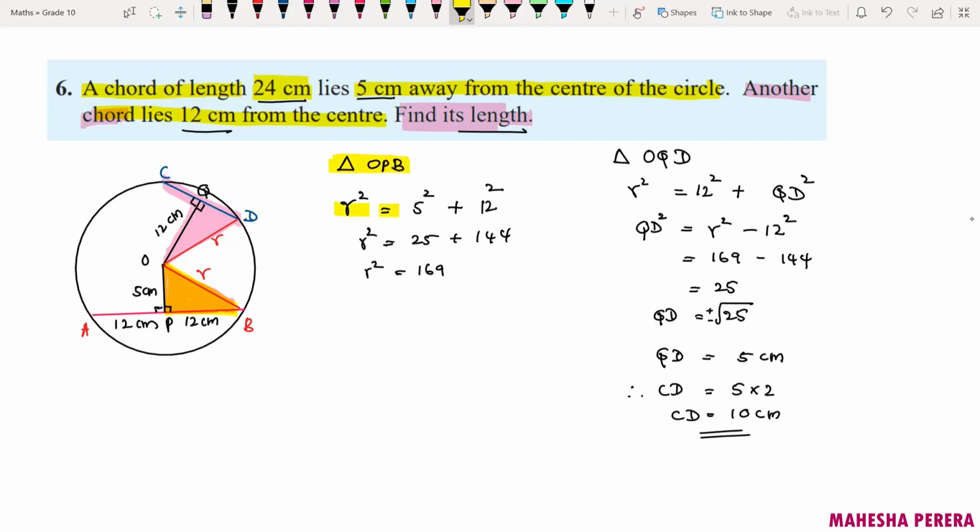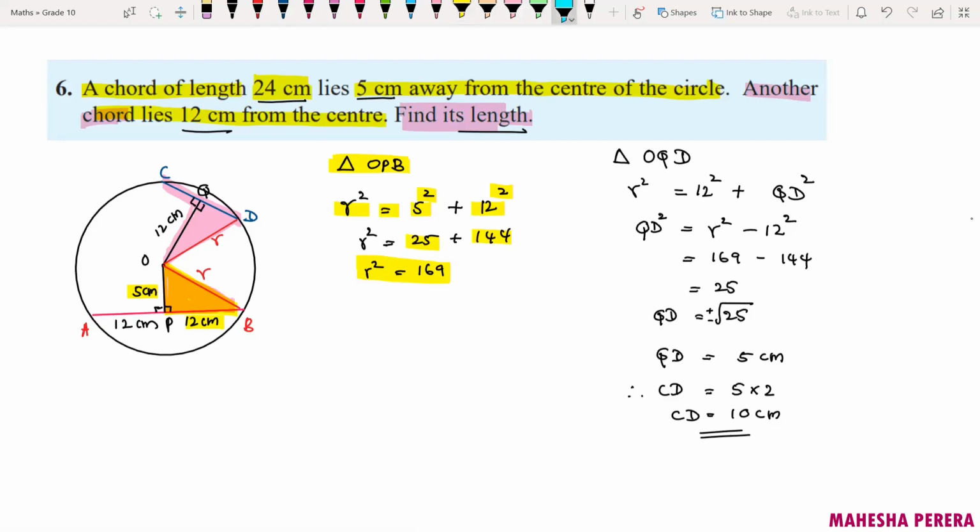R squared equals 5 squared plus 12 squared, right? This side is 5 centimeters and this side is 12 centimeters. So 5 squared means 25, 12 squared means 144. And R squared should be equal to 169. Now don't find the value of R, right? You will get to know why I did not find the radius. R squared is 169, right?